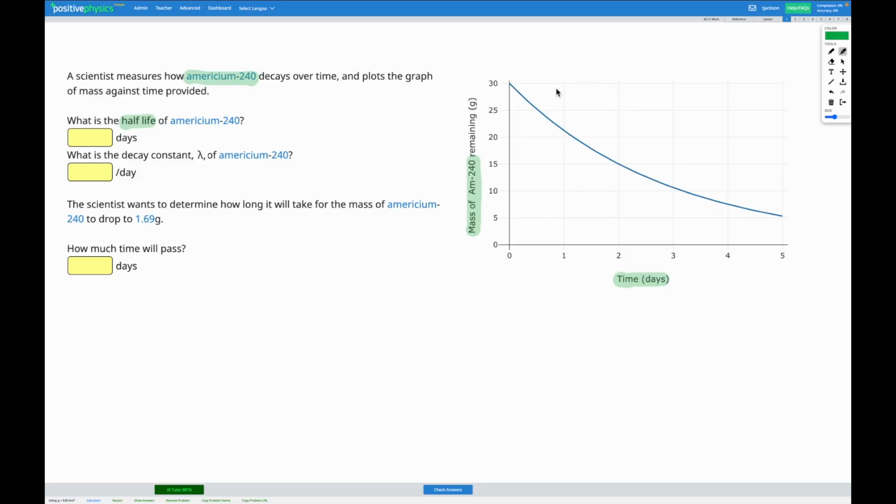We're using our graph and we're looking at our initial mass or radioactivity or whatever it may be. Our initial mass here was 30, and we want to see how long it takes for that to halve. So half of 30 is 15. As we go from 30 grams to 15 grams, the time taken should be our half-life. Looking at our graph, that puts us at 2 days for our half-life of americium. Let's fill that in.